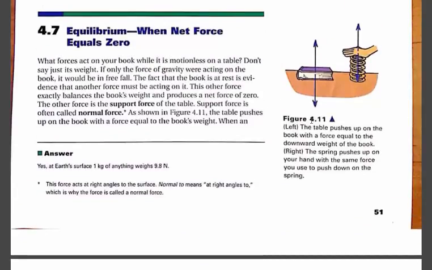Let's look at the figure 4.11. On the left side, the table pushes up on the book, that's this upward arrow, with a force equal to the downward weight of the book, which is this downward arrow. On the right, the spring pushes up on your hand with the same force you use to push down on the spring. The forces balance, and both of these things are in equilibrium.